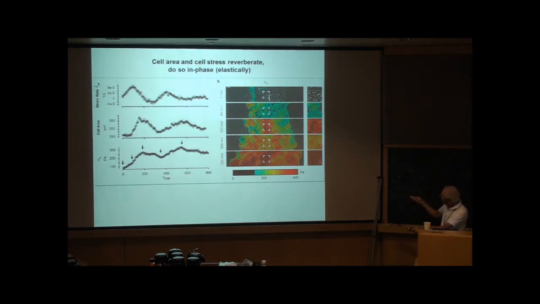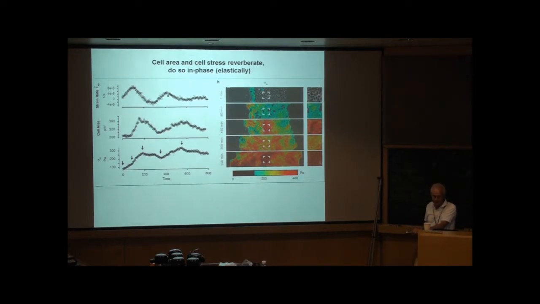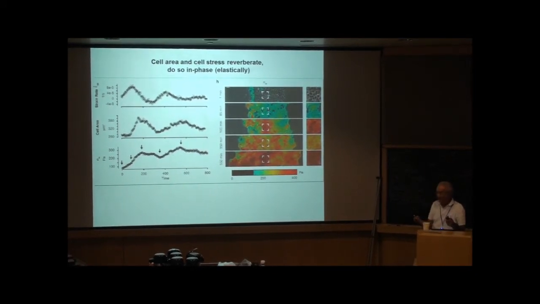If you just look in the center here and focus on these cells, the color code here is the average stress in the x direction, so that's the tension along this direction. You can measure that tension, and you can also measure cell size here. So if you measure cell area in here, it turns out it's oscillating, goes up and down and up and down, and you can also measure the stress. And the stress goes up and down and up and down, and they seem to be actually in phase. So since the stress and the area are in phase, that means it's an elastic stress. It's not a viscous stress.